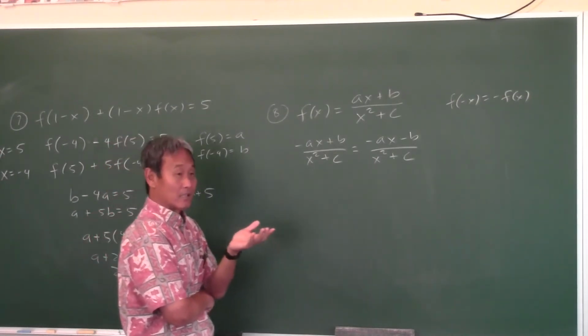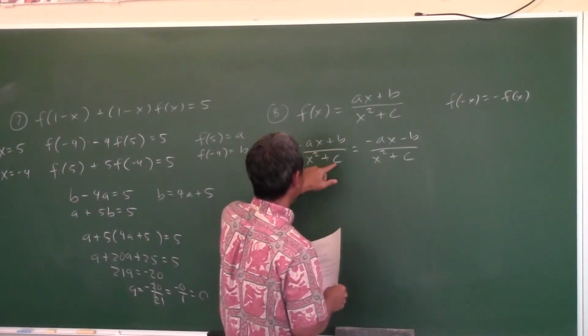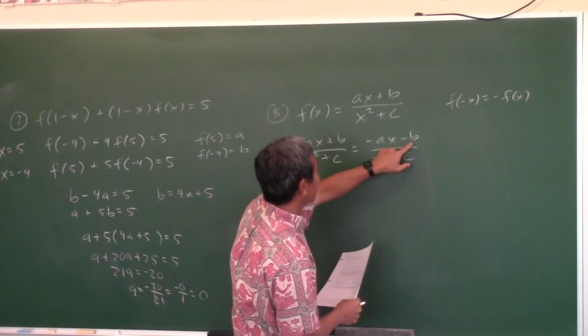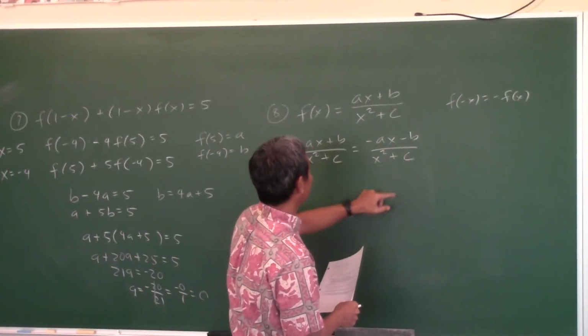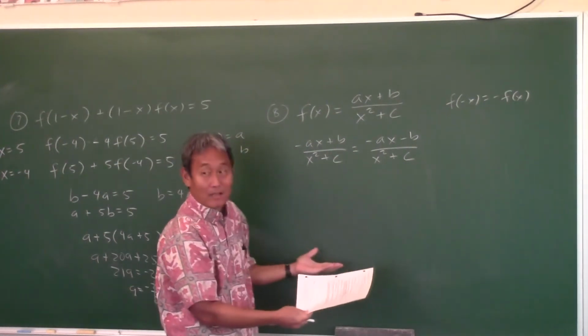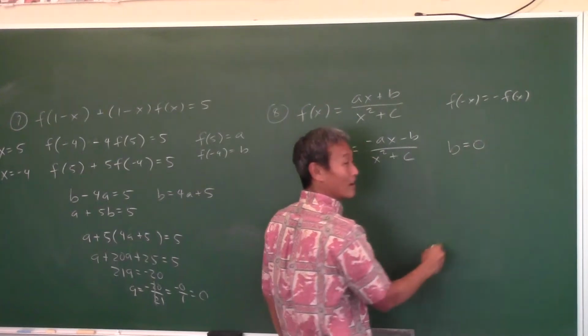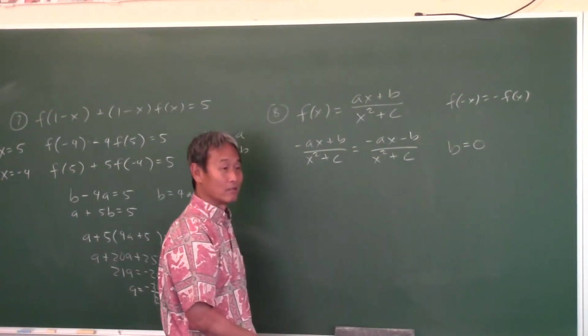Remember the thing? Does this sound familiar? Look, one of these things is not like the other. One of these things just doesn't belong. Look, everything is the same except what? B. That's why B has to be 0. Otherwise, there's no way they can be equal.